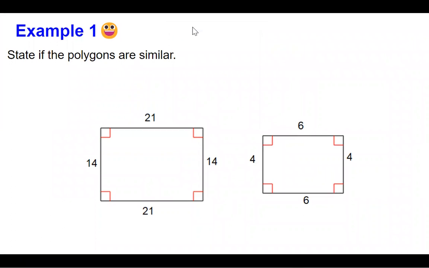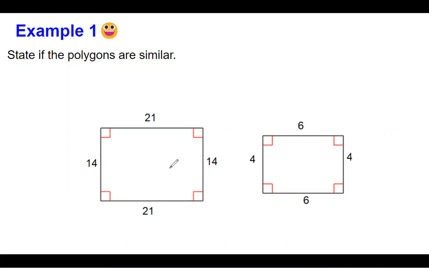Okay. State if the polygons are similar. Now, first things first, we're going to look at the angles. The angles are congruent, corresponding and congruent. So here we know that all of them are 90 degrees. So they are congruent. Now, the second item that we're going to look at is if we have proportional sides.